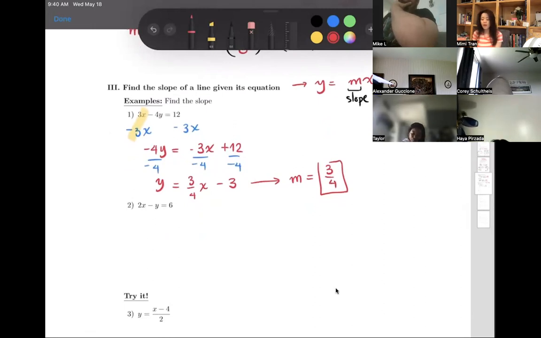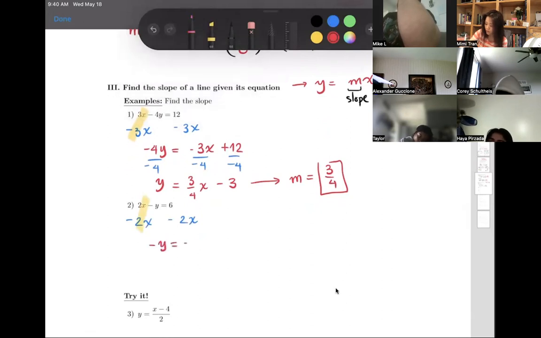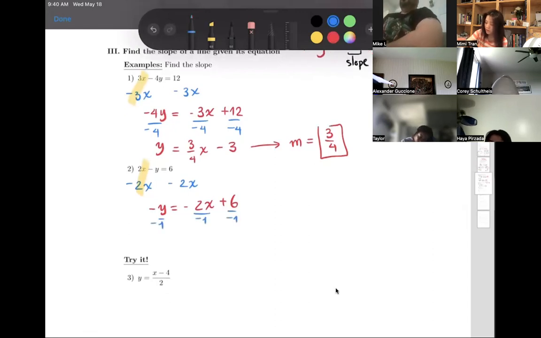You have to solve for y, so subtract 2x. So I have negative y equals negative 2x plus 6. Divide both sides by negative 1, or multiply both sides by negative 1, doesn't matter. I'm just going to say divide by negative 1. So I have y equals positive 2x minus 6. So here the slope is 2.